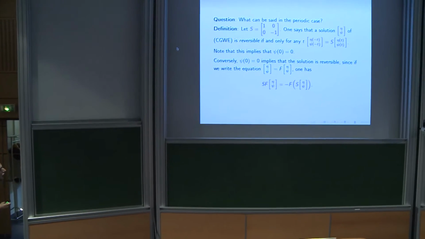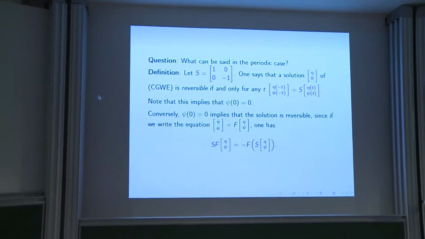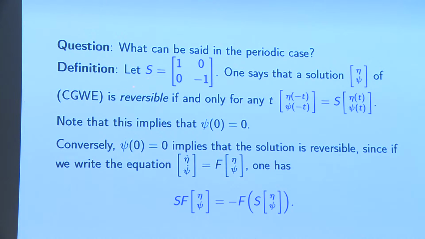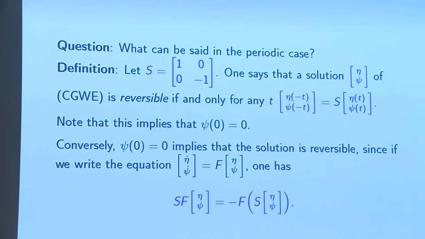Let me give the assumptions we shall be working with. Let me introduce some operator, just this matrix S, which is the matrix 1, 0, 0, -1. And let me say that a solution, eta psi, of our capillarity gravity system is reversible if and only if, when we compute the value of the solution at time -t, it is equal to the matrix S acting on the solution computed at time t.